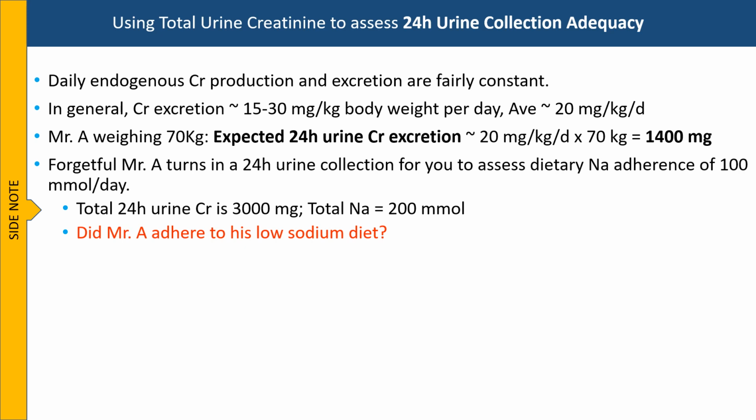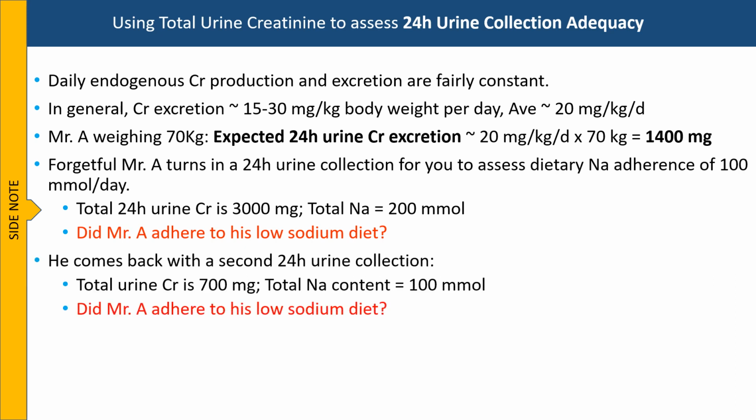The total creatinine level in his 24-hour urine collection is 3,000 milligrams instead of 1,400 milligrams as expected. The total sodium in the urine collection is 200 millimoles. The higher total creatinine amount in the urine than expected suggests that Mr. A likely forgot his time and day and overcollected the urine. The 200 millimoles of sodium is likely an overestimate of Mr. A's actual daily sodium intake. This means you cannot accuse Mr. A of being non-compliant to his daily dietary sodium restriction.